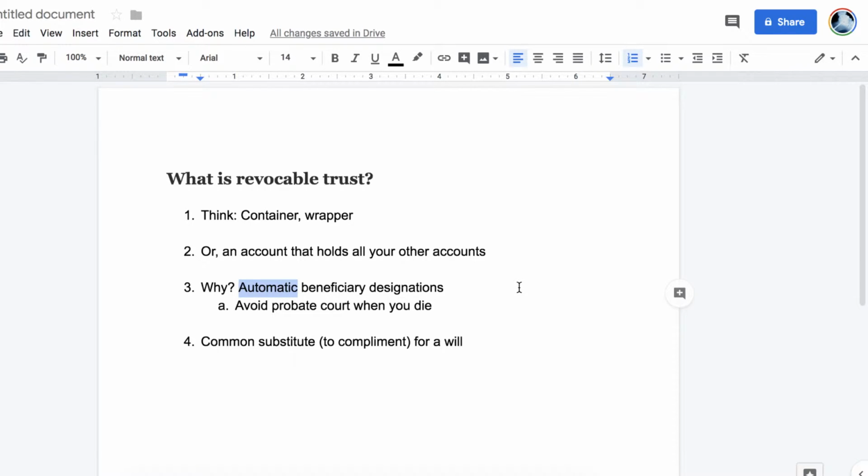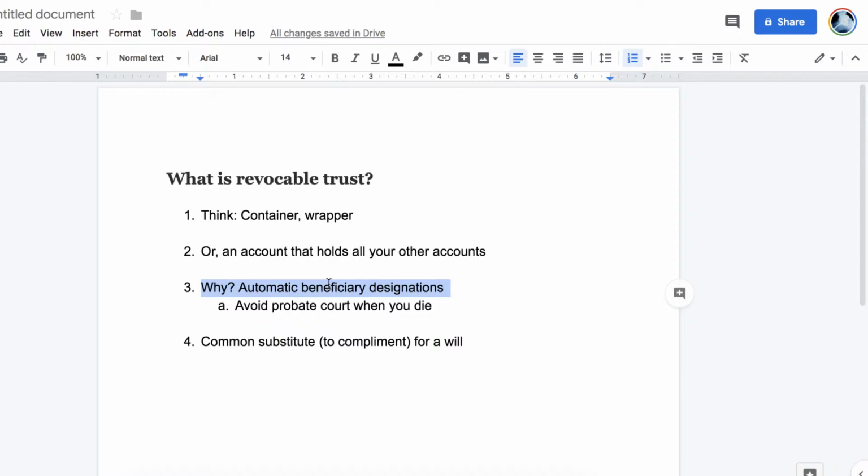Basically, when people die, there's a whole legal process called probate to organize and sort through your assets and figure out what goes to who. Depending on what state you live in in the United States, that can be really costly, time-consuming, and stressful. Anything that deals with the courts is kind of that way, so a lot of people like to avoid that. One way of avoiding that is putting automatic beneficiary designations on your accounts.